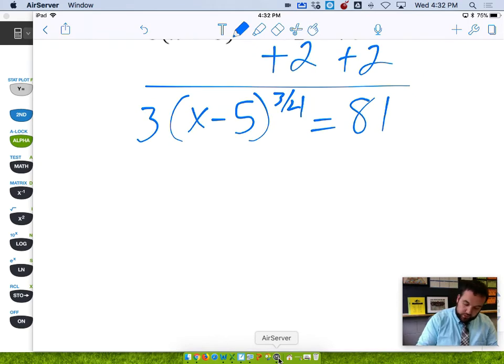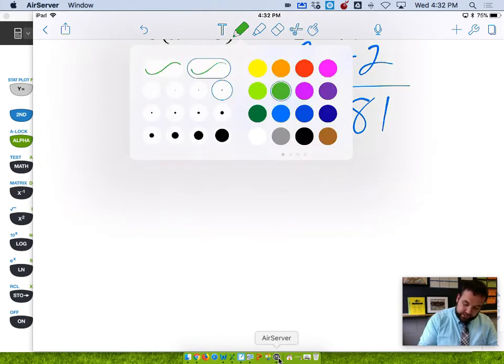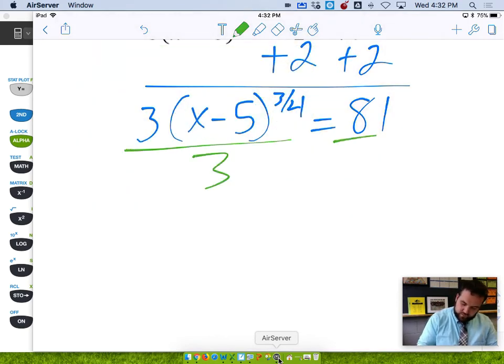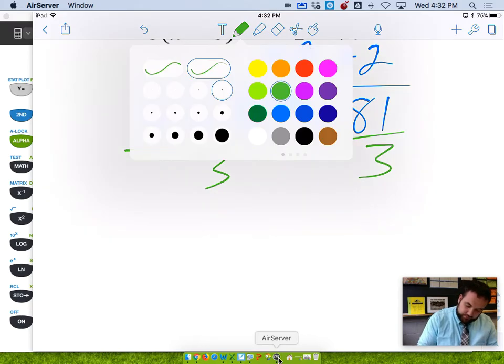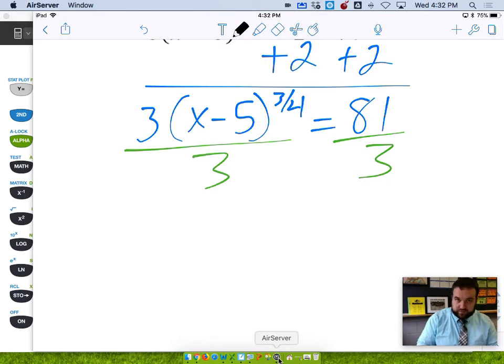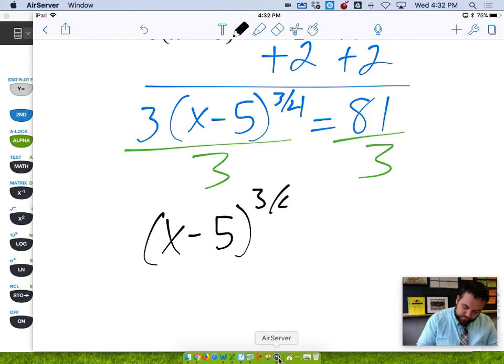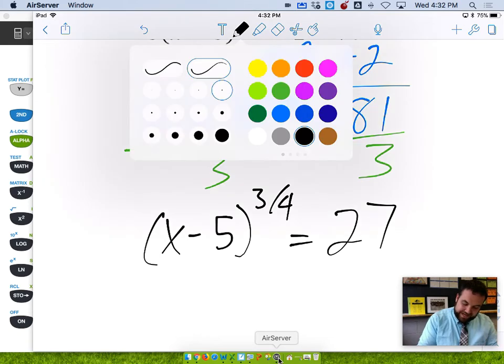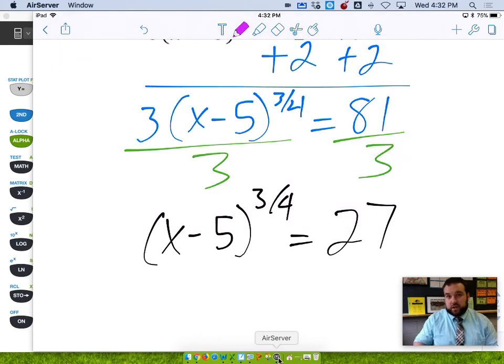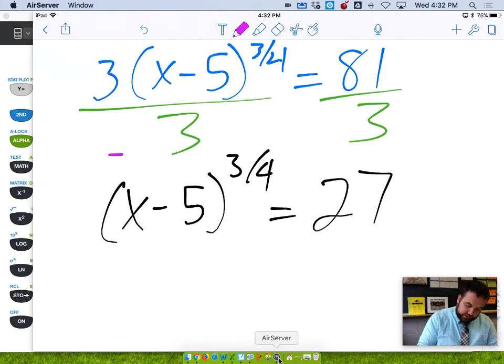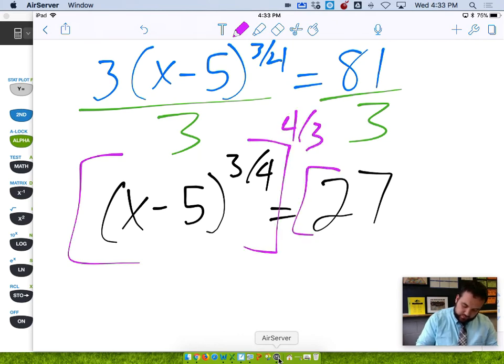There's 81. Now we're going to divide by 3. Because again, I can't distribute because there's that exponent there. So I have no other option but to divide by 3. So here I get x minus 5 to the 3/4 is equal to 27. Now I'm ready at this point to get rid of the exponent. To get rid of the 3/4, I'm going to raise to the 4/3 both sides.